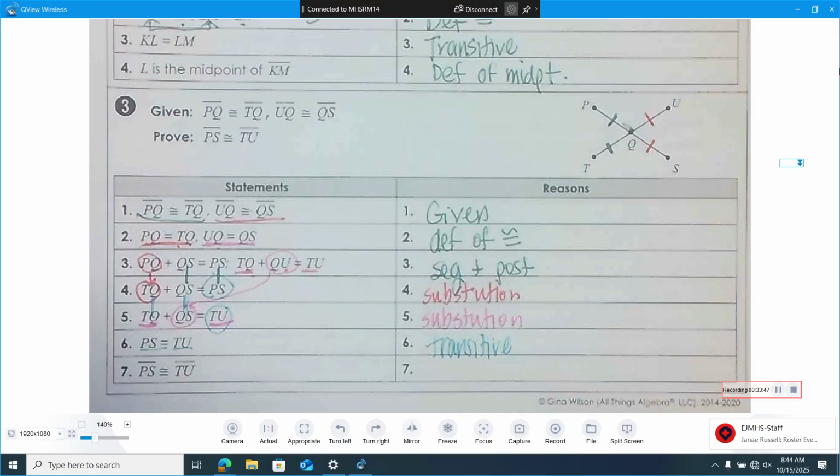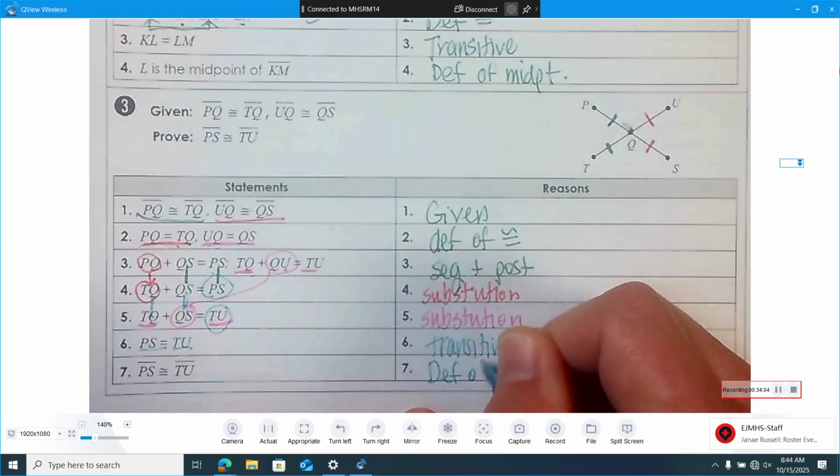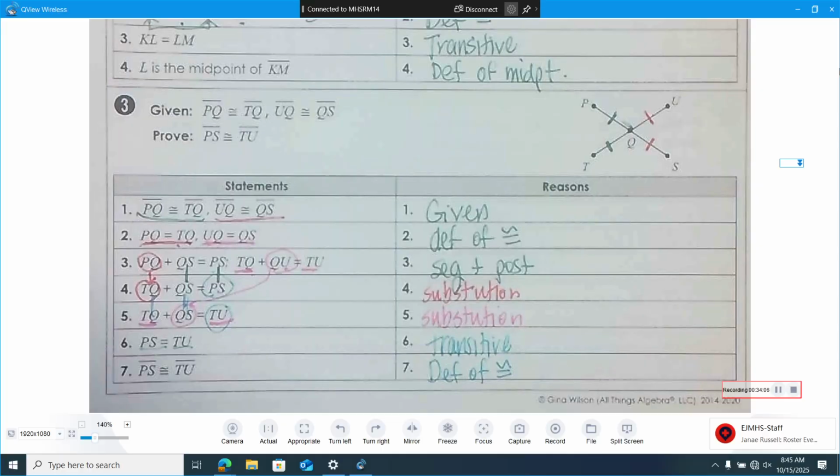Interesting. Okay. All right, and then once again, what's the only thing that changed here in step 6 and 7? Yeah, the congruent statements here. So what allows us? Definition of congruent. Yep, that's switching between equals and congruent segments.